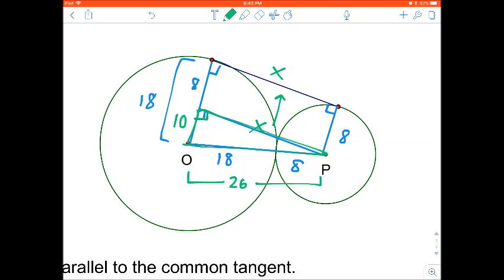And if you look here, this is a 5, 12, 13. So 5 times 2, 12 times 2, and 13 times 2. And so the missing part here becomes 24. And as it's a rectangle, we have that the common external tangent is 24.